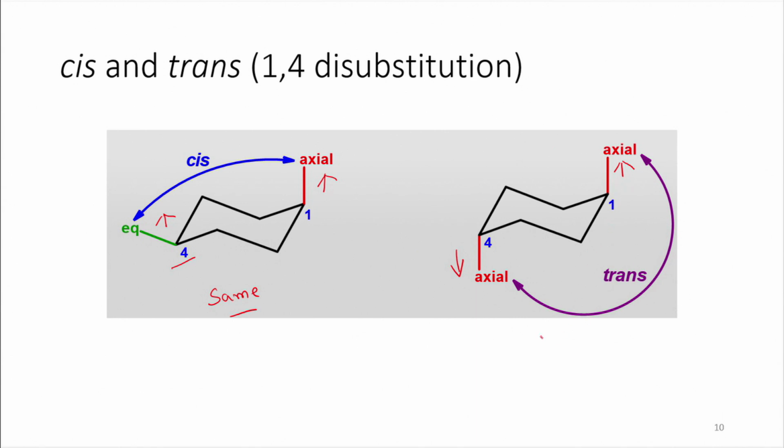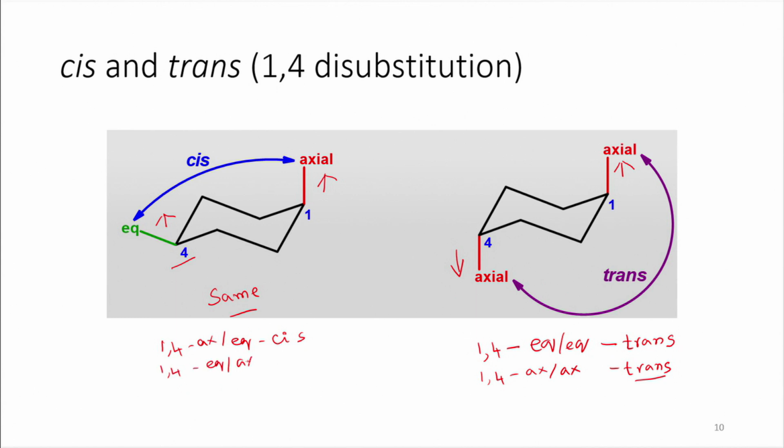Similarly, we can also use the equatorial arrangement. So, the 1,4 di-equatorial arrangement is also a trans. 1,4 diaxial arrangement is also trans. So, these are one and the same, and in the case of equatorial and axial, this is cis arrangement. Similarly, if you go with the other one, this is also cis arrangement. So, this way we can represent the cis and trans arrangements in cyclic systems.